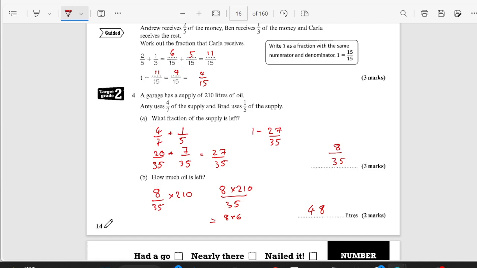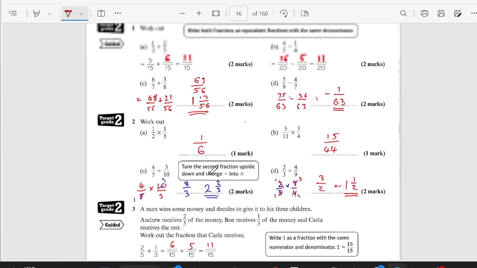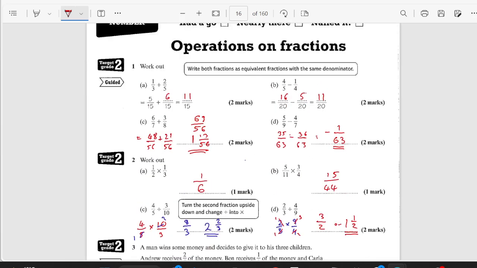And that is topic 15, or page 15, operations of fractions.